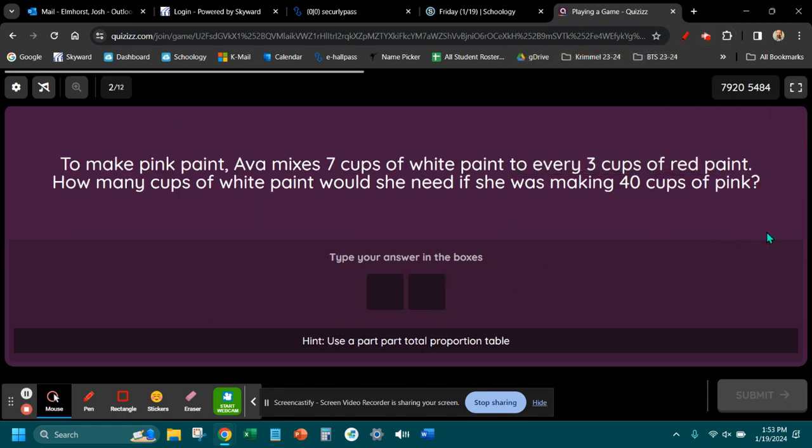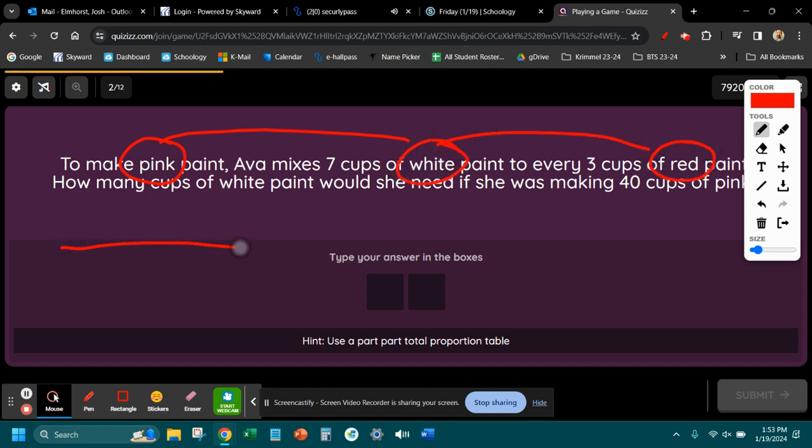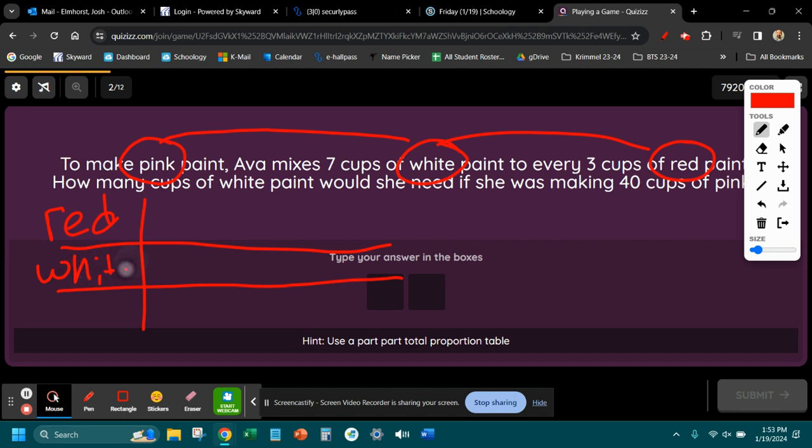Now, the next one is where students have had a lot of questions about pink paint. So we got pink, white, red. So let's create our part total table. So there's red, white, and you have to know a little bit about art. You got red and white together. That is going to be your total. Mix them together and you get pink.